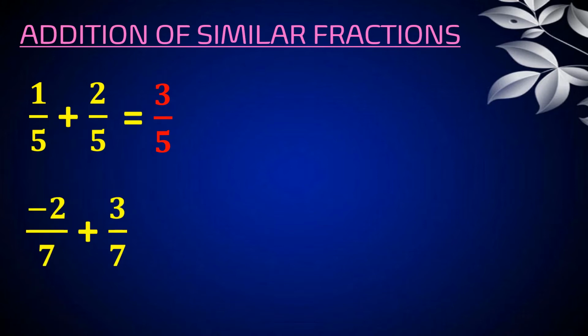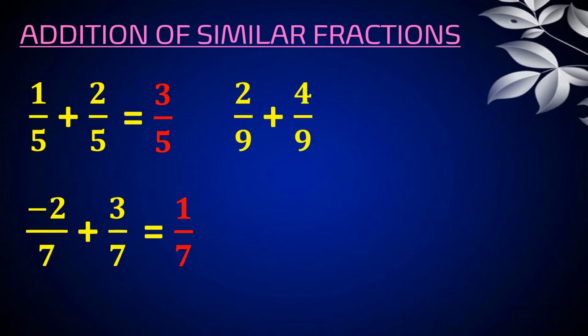Next, we have negative 2 over 7 plus 3 over 7. This time, we have different signs. So, i-apply natin yung ating previous lesson about integers with different signs. So, instead of addition, magiging subtraction. So, we have 3 minus 2 is equal to 1. The answer is positive because the number that has a bigger absolute value is positive. So, we will have 1 over 7.